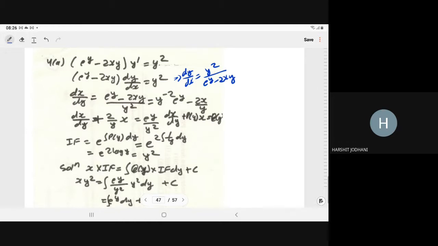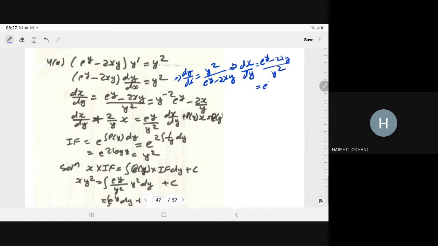It is not homogeneous, it is not exact, and it cannot even be reduced to exact, because here we have e to power y on one side and on the other side we don't have e to power y, so there is no chance of exactness. It is not even looking like a linear equation. But if you take the reciprocal of this, that is, if you compute dx by dy, it will become (e to power y minus 2xy) upon y square.